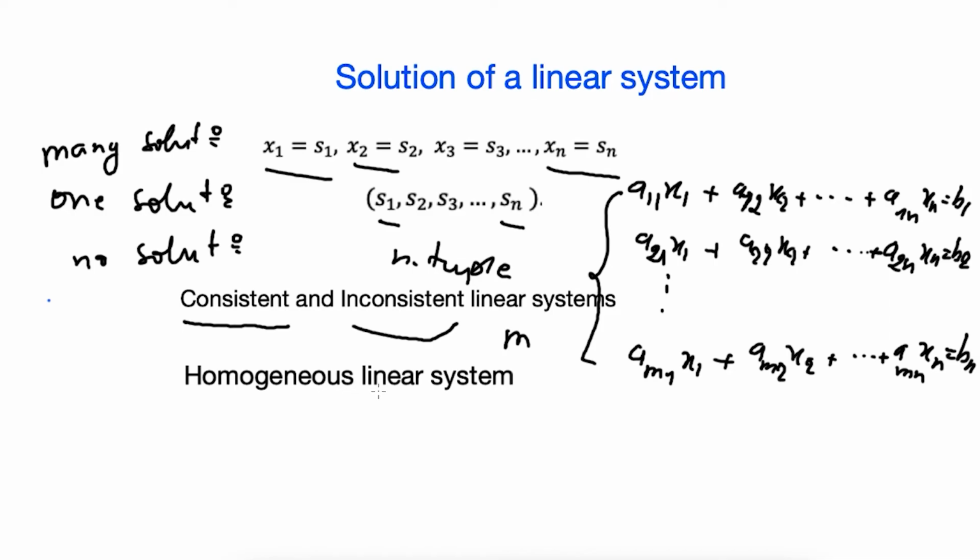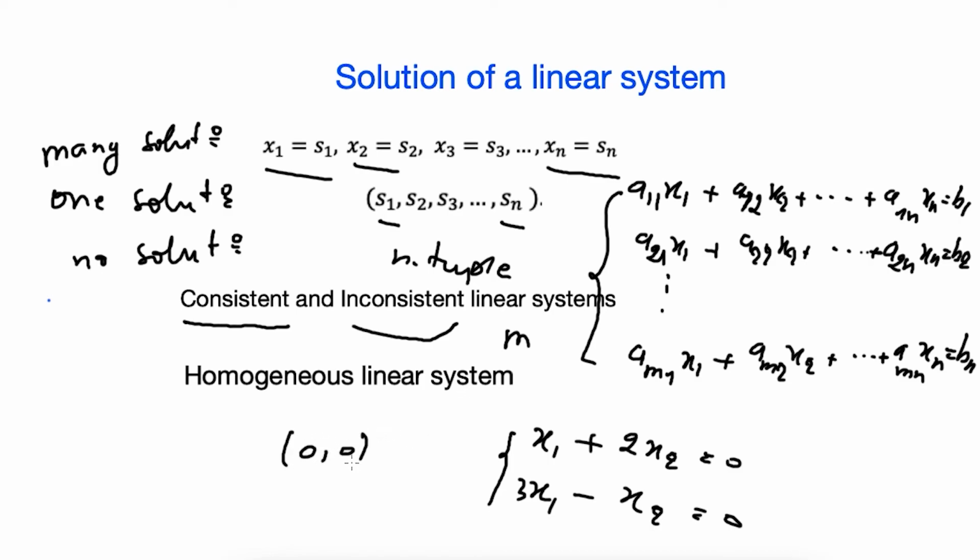And a homogeneous linear system is a system where all these constants b are 0. For example, if we have a system of two equations, x1 plus 2x2 equals 0, and 3x1 minus x2 equals 0. So this is a homogeneous linear system because the constants b are equal to 0. And it is consistent because it has at least the tuple (0, 0) as a solution.